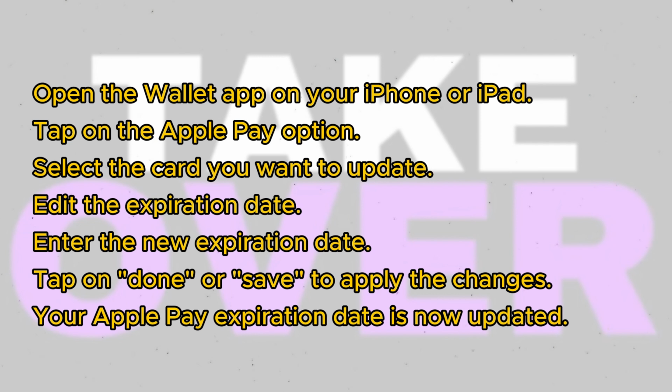On the card details page, look for an option to edit or update the expiration date. Tap on this option to proceed. A pop-up or new screen will appear, allowing you to enter the new expiration date for your card. You can either use the on-screen keyboard or select the date from the provided options. Once you've entered the correct information, tap on Done or Save to apply the changes.